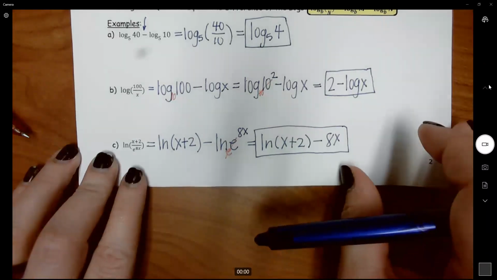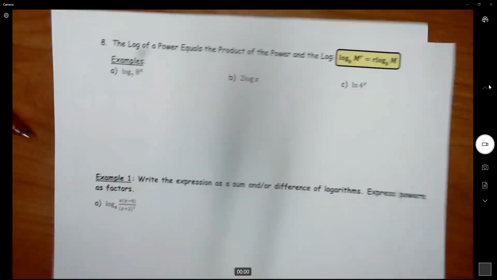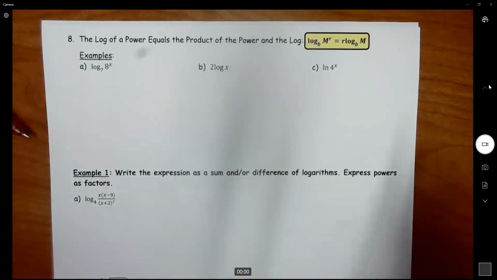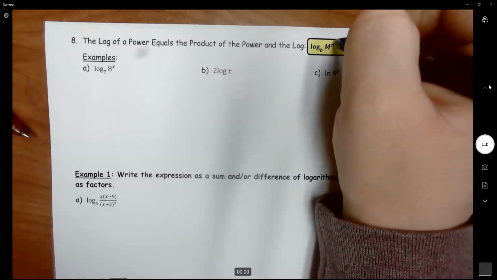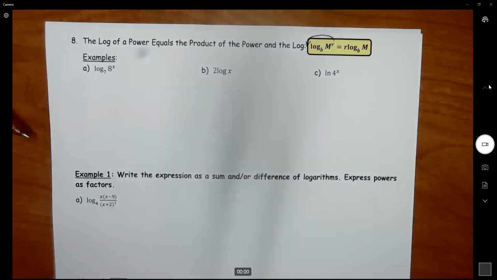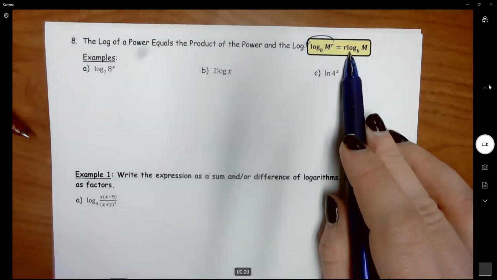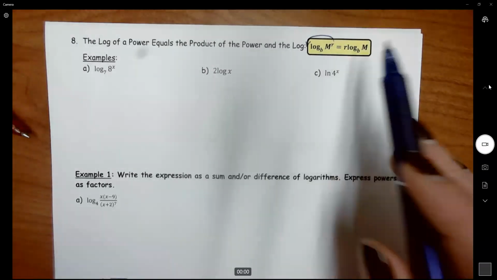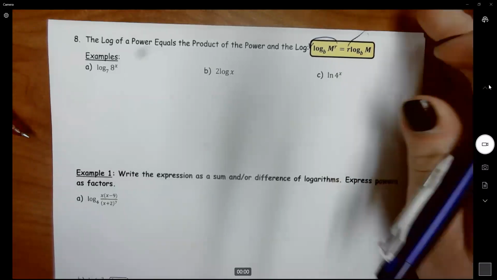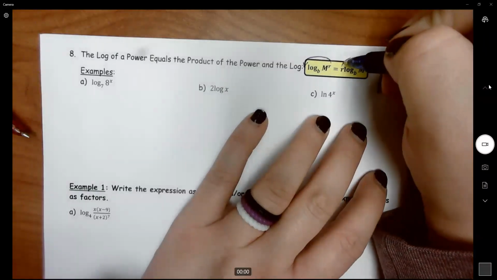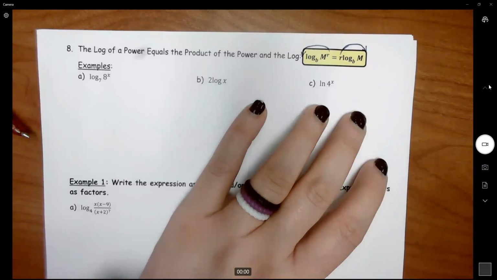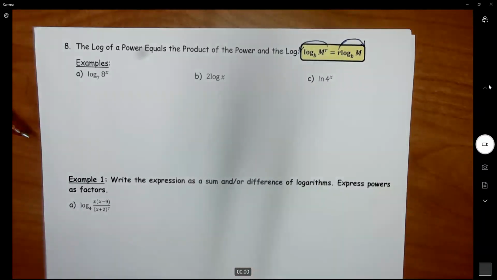Okay, and then the last property we're going to go over is our powers. So this again works both ways, but if I have log base b of m to the r power, I can take this exponent and move it out front where it is now r times log base b of m. Or if it's like this, I can take whatever is being multiplied in front of that r and move it back up here to become the exponent of m to the r power.